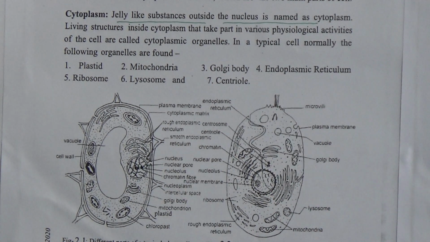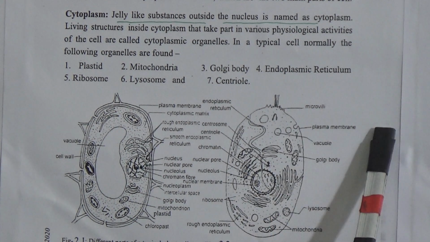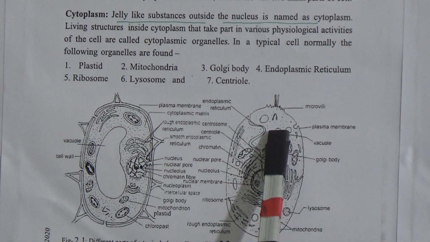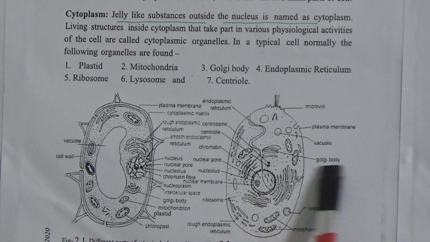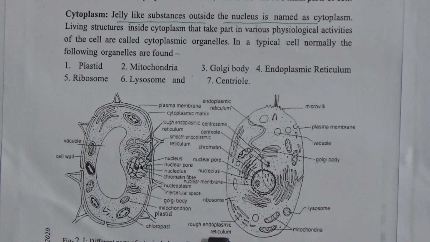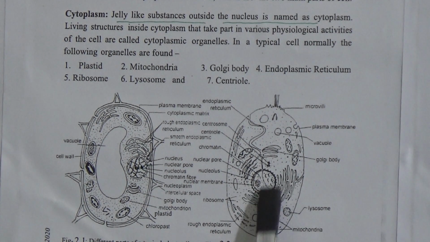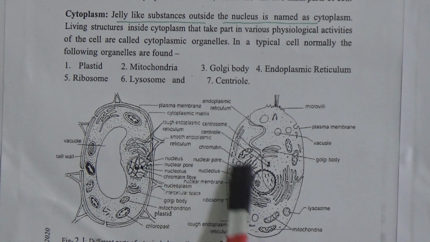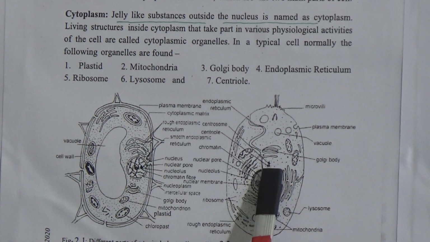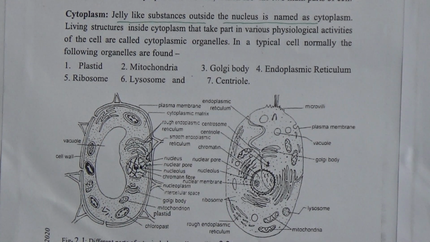And here is an animal cell. Here is microvilli and plasma membrane; no cell wall is present here. And here is small vacuole, Golgi body, lysosome, mitochondria, rough endoplasmic reticulum, ribosome, nuclear membrane, nucleolus, nuclear pore, and chromatin fiber. And here is centriole, centrosome, and endoplasmic reticulum.